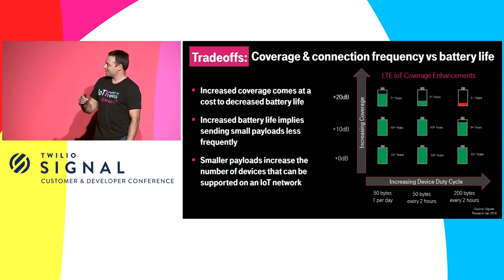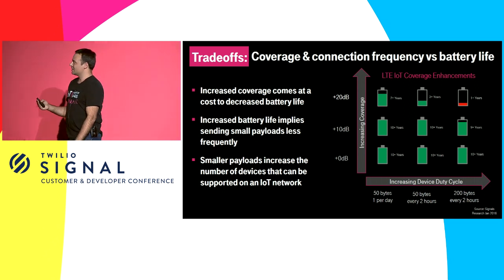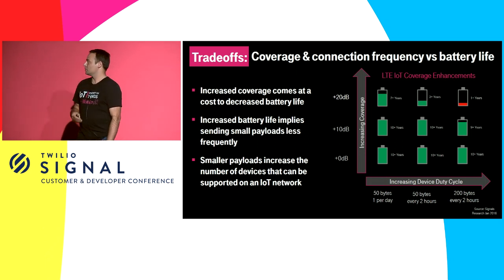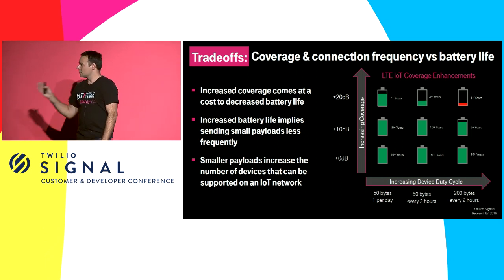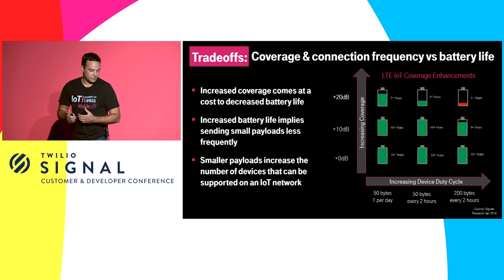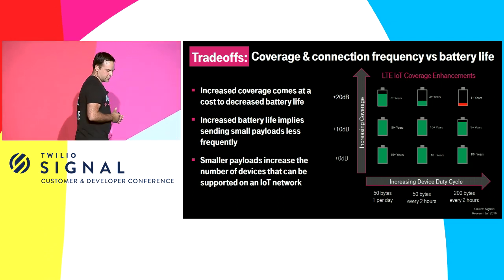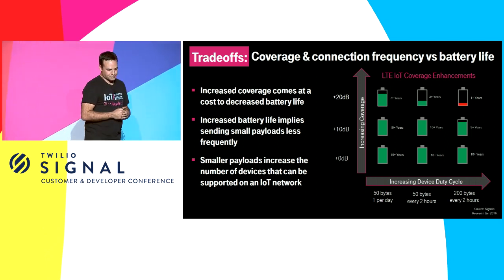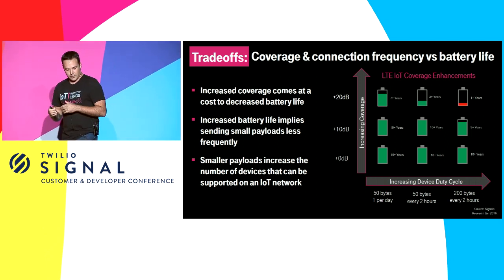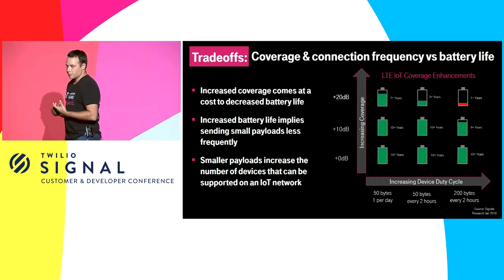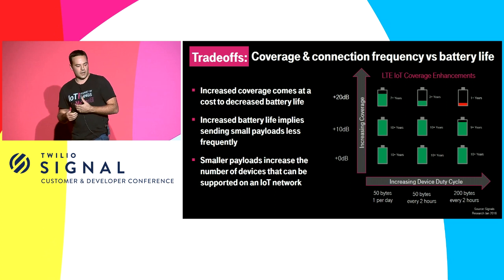So there are trade-offs. With increasing coverage, obviously with more repetitions as the device is active longer, your battery life will decrease. And also with device duty cycle, so as the device needs to wake up more often, it will also decrease the battery life. So a couple of points. Increased coverage, as I just stated, decreases battery life. But it also means that smaller payloads that are sent more frequently will decrease battery life. So how do we reduce the payload of a data transmission?